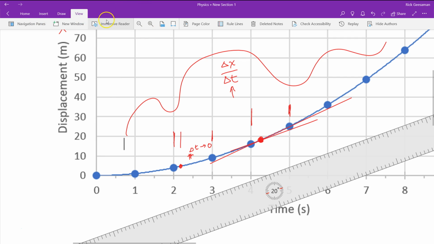So here's what we're going to do. We're going to take average slopes between the points that we actually know. And because we're taking an average slope, we're going to graph that slope at the average time. So the slope between t equals 1 and t equals 2 seconds, we're going to graph at 1.5 seconds.